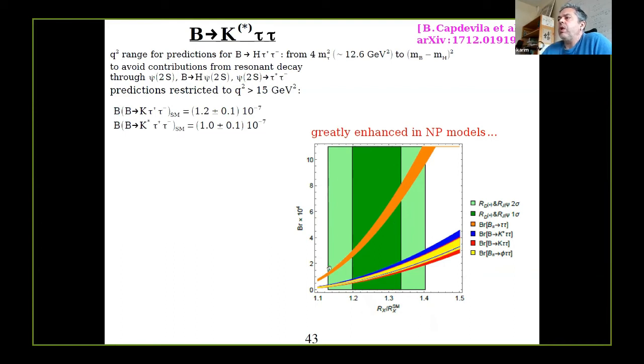This is one illustration of the enhancement you can have of the branching ratio, which is predicted right now in the standard model. You see for K mu mu, it's on the order of 10 to the minus 6. For K tau tau, on the order of 10 to the minus 7, illustrated here by those values for the standard model prediction, while those values can be greatly enhanced by a new physics model to the level of 10 to the minus 4.